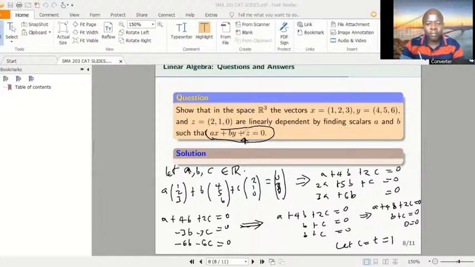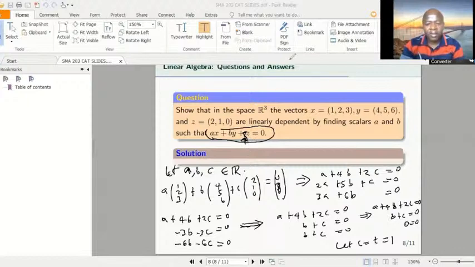Somebody might have put here 4, somebody might have put here 5. If somebody puts here 5, it means that your t will be 5, so you look for the other parameters, a and b, but now t here is 5.